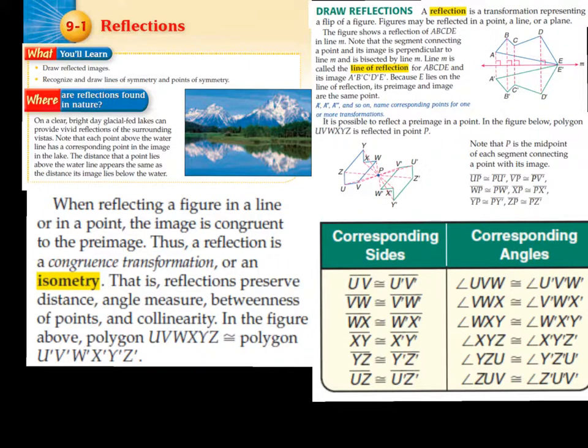When reflecting a figure in a line or a point, the image is congruent to the preimage. Thus, reflection is a congruence transformation or symmetry. That is, reflections preserve distance, angle measure, betweenness of points, and collinearity. In the figure above, polygon UVWXYZ is congruent to U prime V prime W prime X prime Y prime Z prime.